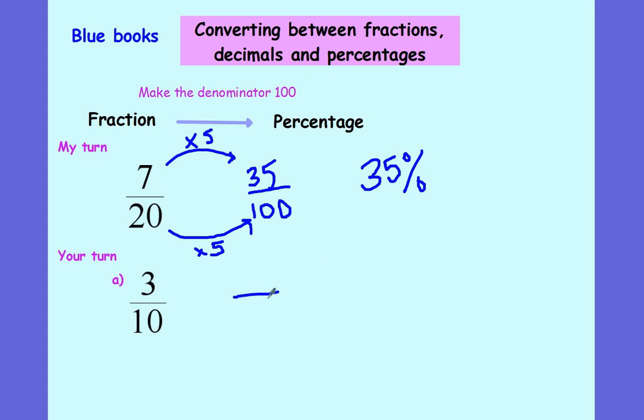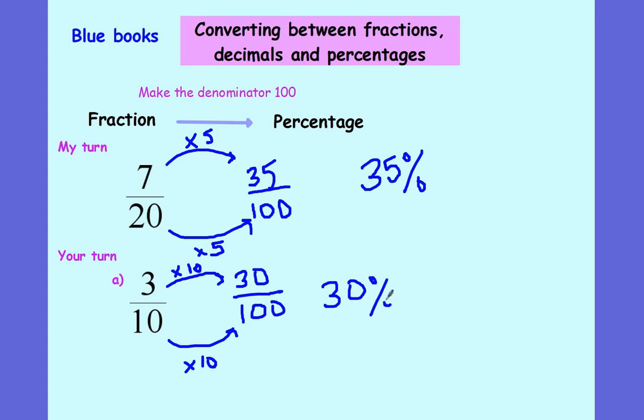Okay, let's go through the answer. Again, I want to convert my denominator to 100. 10 times what gives me 100, Alicia? Multiplying by 10, lovely. Jonas, 3 times 10 is what? 30, thank you very much. So 3/10 is equal to 30%. Please make sure you've got that example in your dark blue book now.